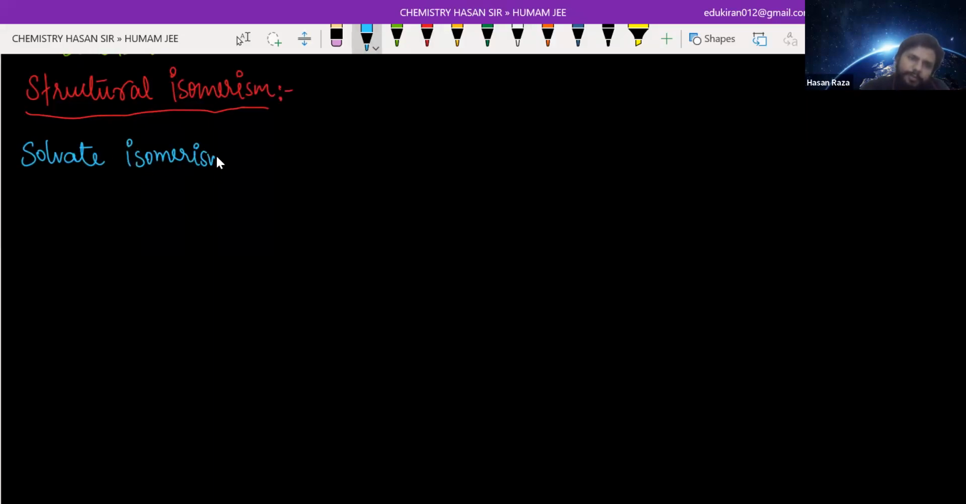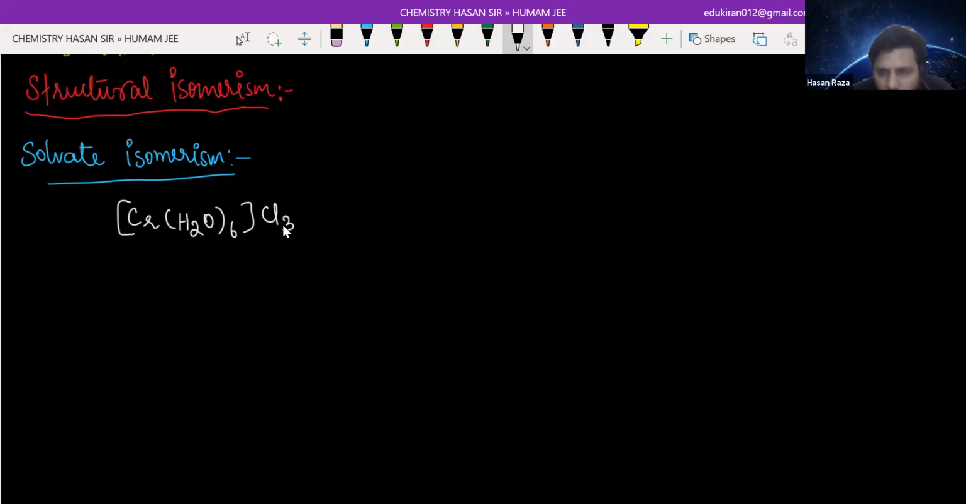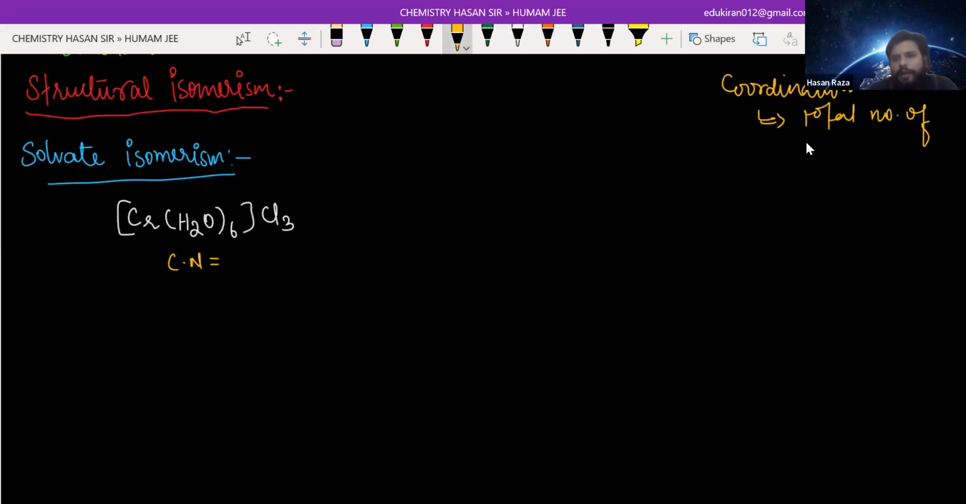Solvent isomerism. So first I'm going to explain this. You can see, basically, if you have a complex compound [Cr(H2O)6] and there is a counter ion Cl3. So what you need to do, very simple it is. Can anyone tell me what is the coordination number of this complex compound? If you remember, what is coordination number? Total number of coordinate bonds between the central metal atom and ligand.